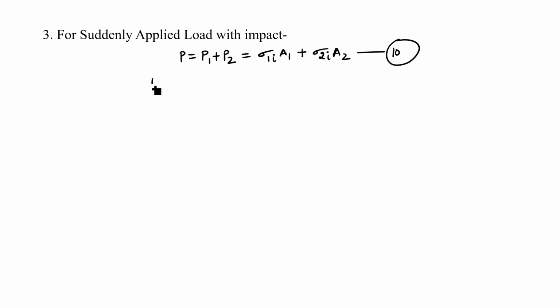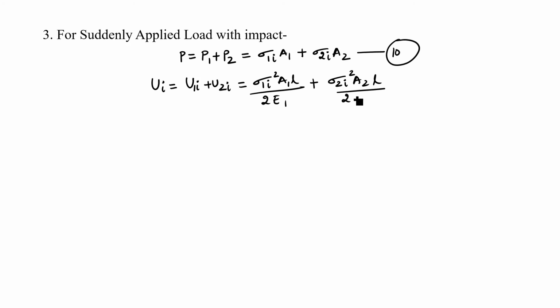Then let's talk about strain energy. Total strain energy stored in the composite bar, UI, will be U1I plus U2I. That is the total strain energy of body 1 plus body 2. This can be written as sigma 1I square A1 L upon 2E1, plus sigma 2I square A2 L upon 2E2. You can mark this as equation 11, which can be used again.